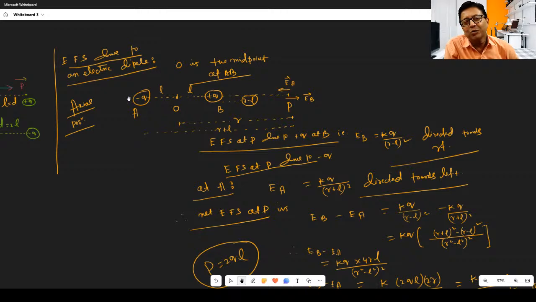Towards right or towards left? At a point in between two charges, plus Q and minus Q. Any point? No. Imagine we keep it at the midpoint. Then plus Q repelling, minus Q attracting, it will be directed towards left. If the point is here, minus Q attracting, plus Q repelling, it will be directed towards left.